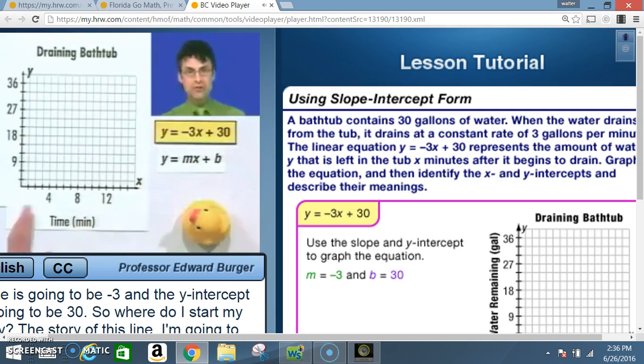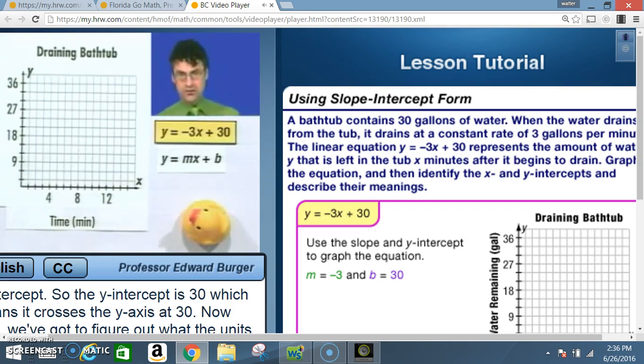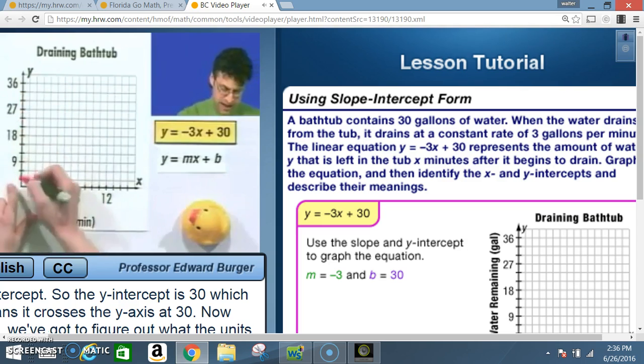So where do I start my story? The story of this line, I'm going to start it at the y-intercept. So the y-intercept is 30, which means it crosses the y-axis at 30.